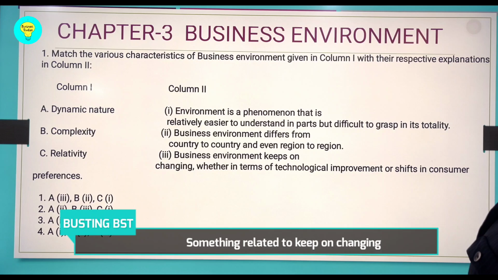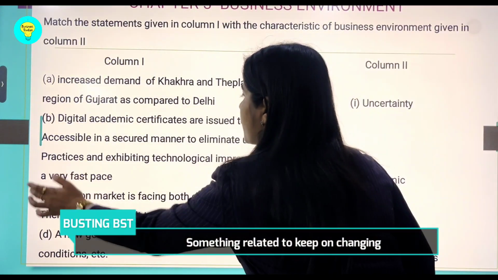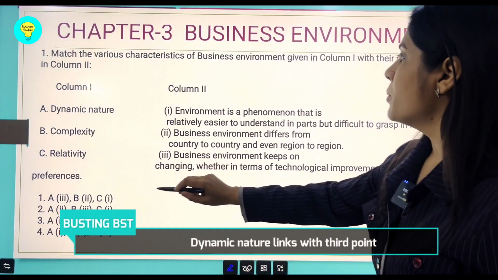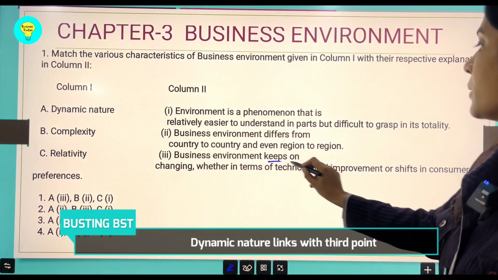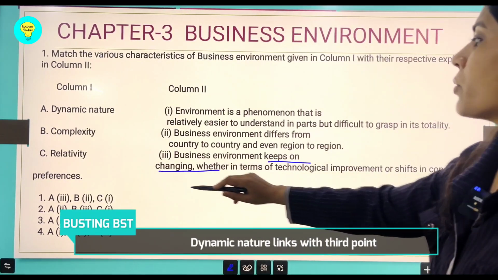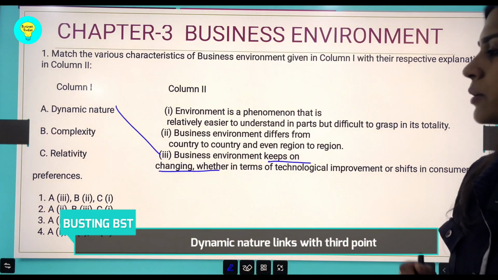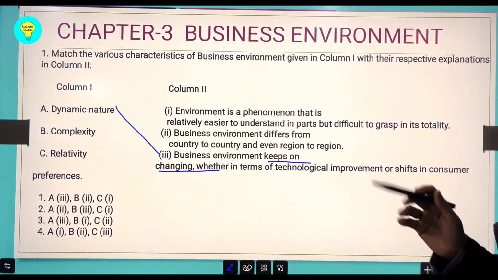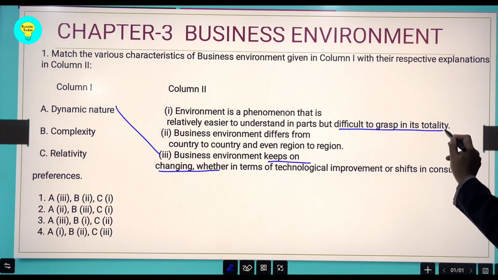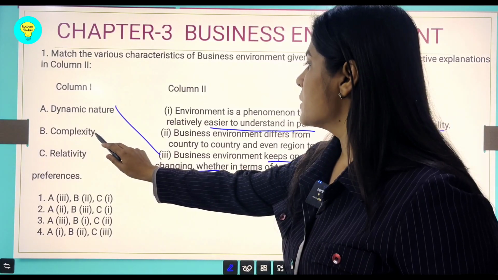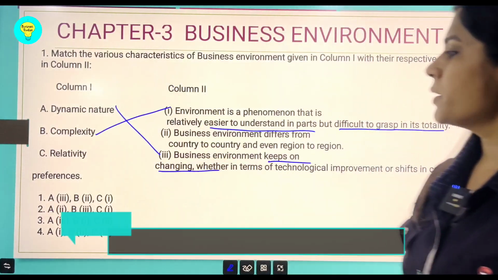So we can say, students, that here the feature that has been depicted is dynamism, linking with the third point, that is, it keeps on changing. B talks about complexity. Complexity means relatively difficult to understand or grasp in totality, but easier to understand in parts. So you can link this point of complexity with the first point.